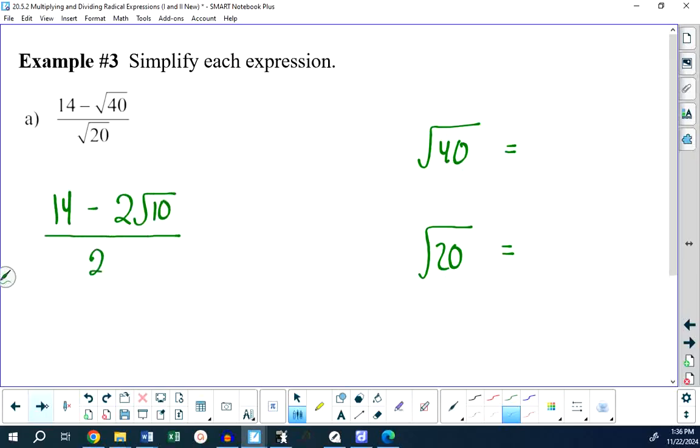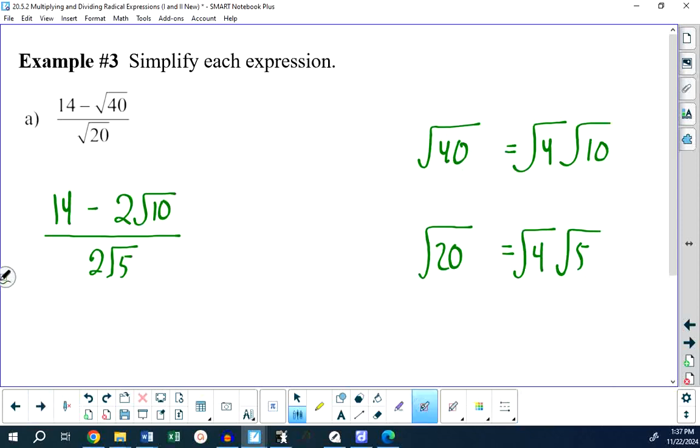Root 20 is 2 root 5. Now, because it's root 4 root 10, and it's root 4 root 5. Before we rationalize or do anything else, I want to talk about this expression here. Do you see that this has the same basic structure as what comes out of the quadratic formula?